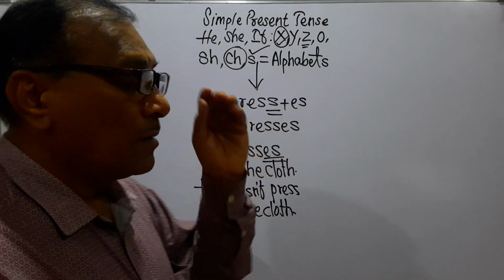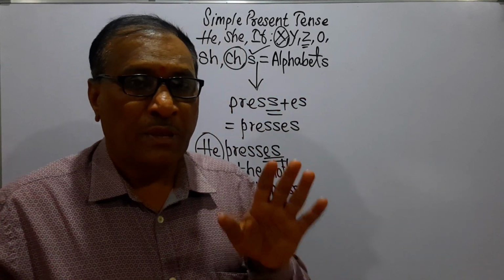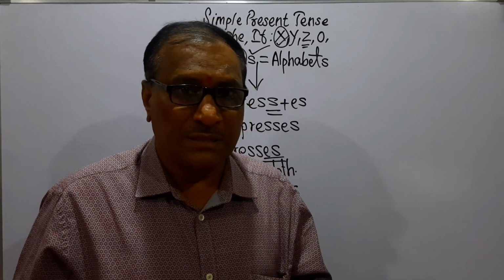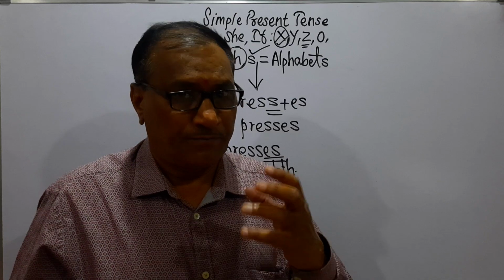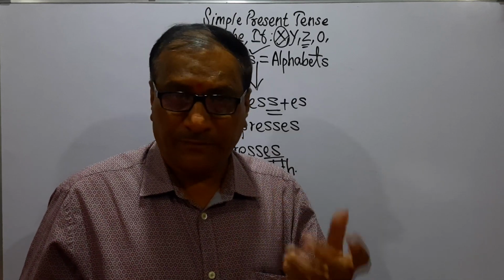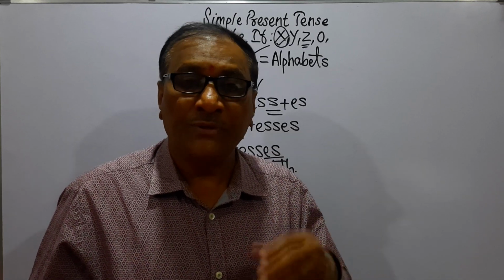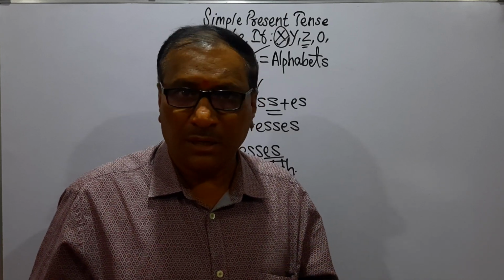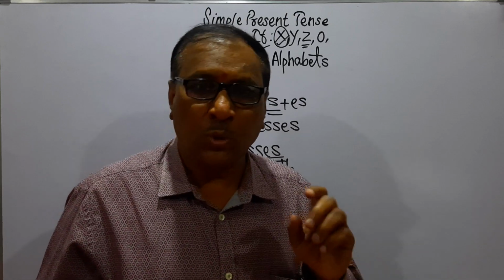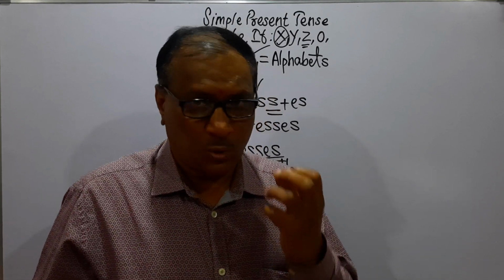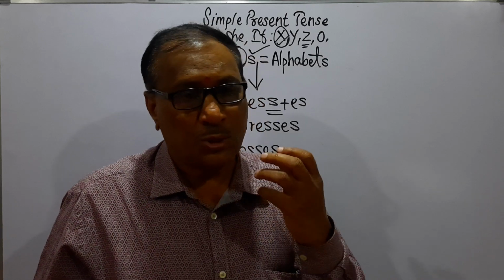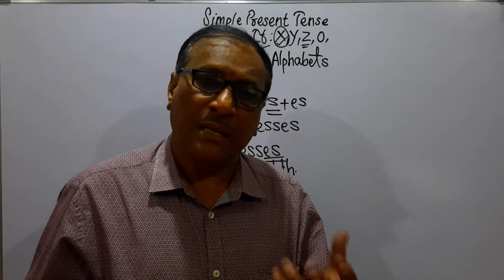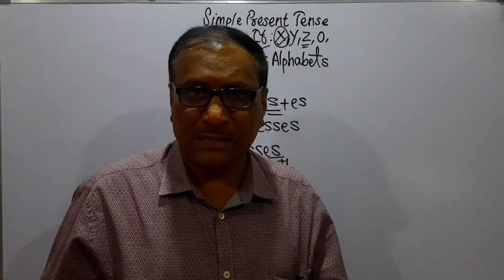So remember here, my point is that when we use he, she, it subjects in the simple present tense, then we use the ES suffix with the verbs if the verbs end with X, Y, Z, O, SH, CH, S, like this. So this rule I took here with you, and I told you the practice in positive sentences and in negative sentences.